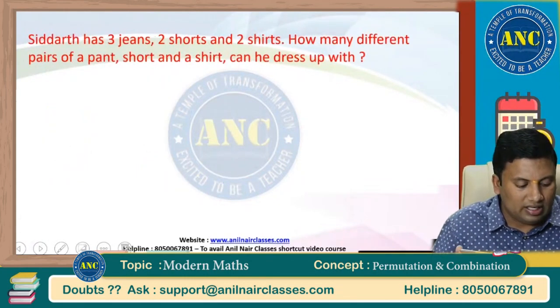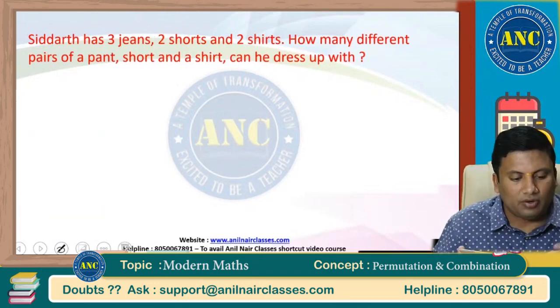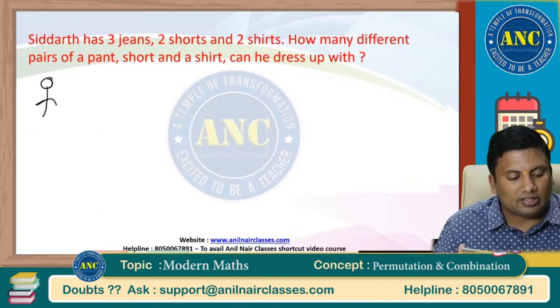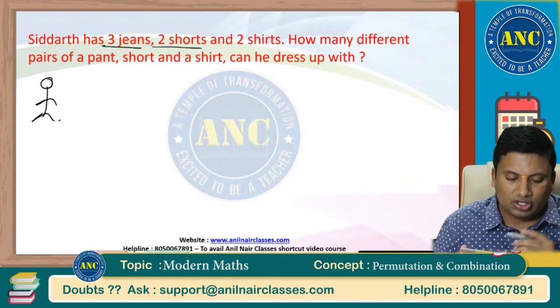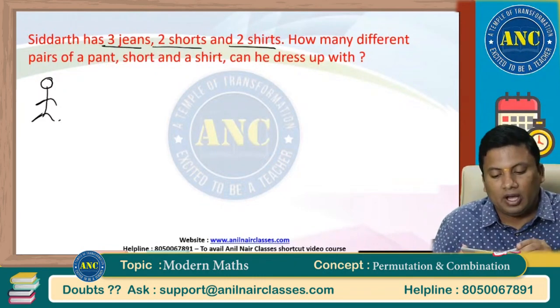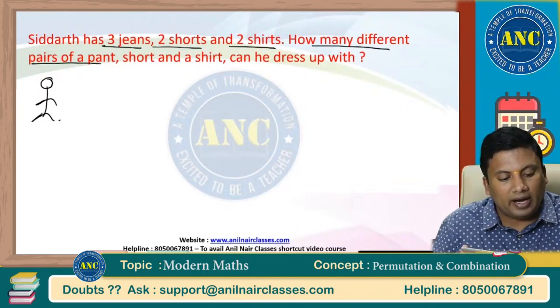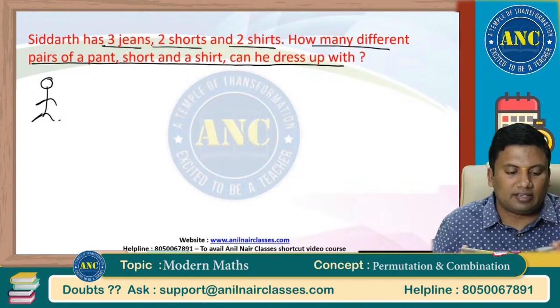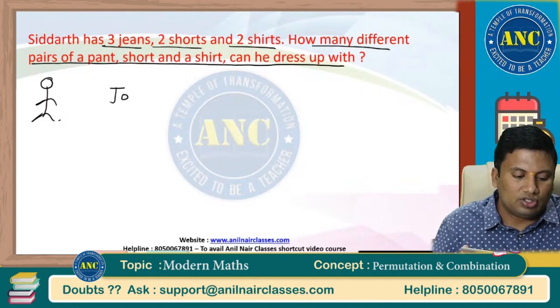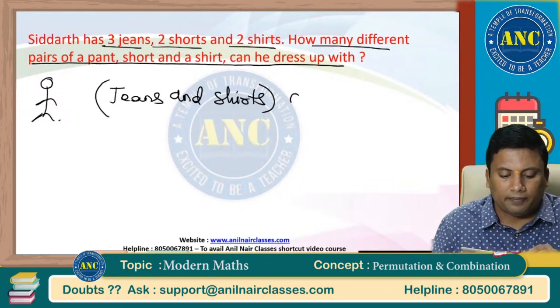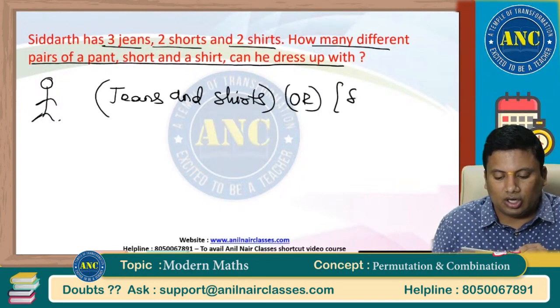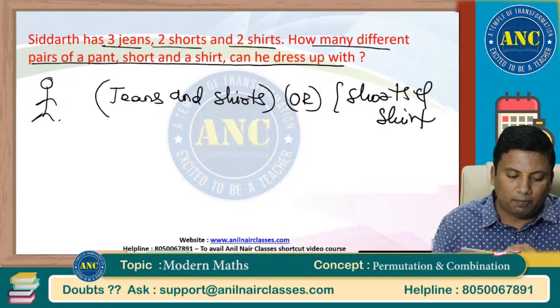Next one. This question is also to make you understand the concept. Suppose there is a person, Siddharth, who has 3 jeans, 2 shorts and 2 shirts. How many different pairs of a pant or short and a shirt can he dress up with? Either he can choose jeans and shirt, or he can go with shorts and shirts, so that he will be completely dressed up.